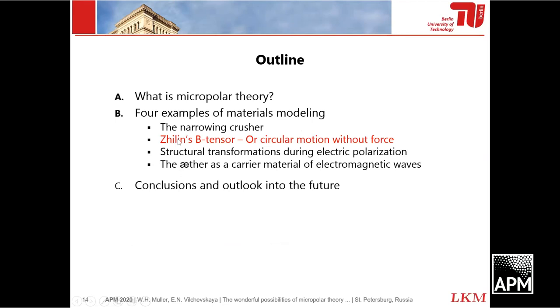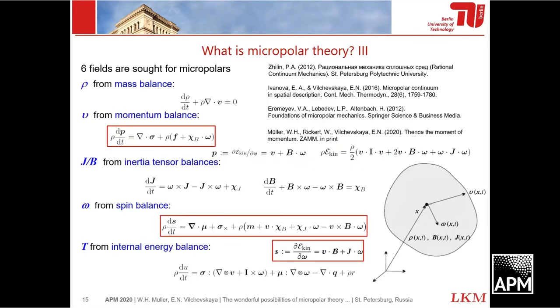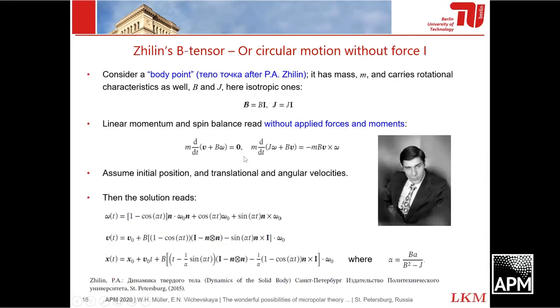Second one is more philosophical, the Gehling's B tensor. So what we are going to do now is we are going to take a look at the momentum balance, going to take a look at the spin balance, and keep in mind these definitions of the spin and the momentum. So here is the simplification we are going to do after Pavel Gehling.